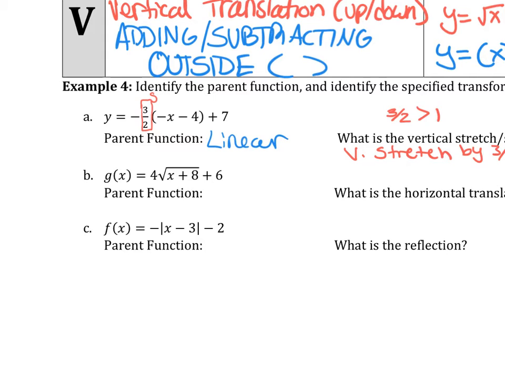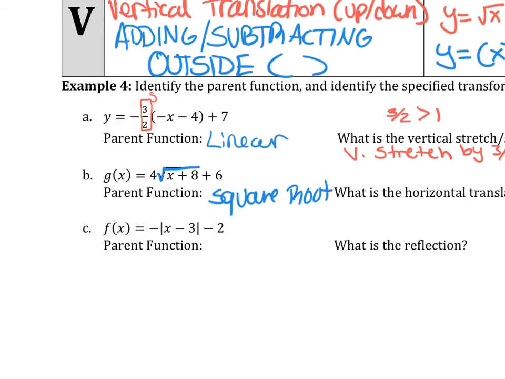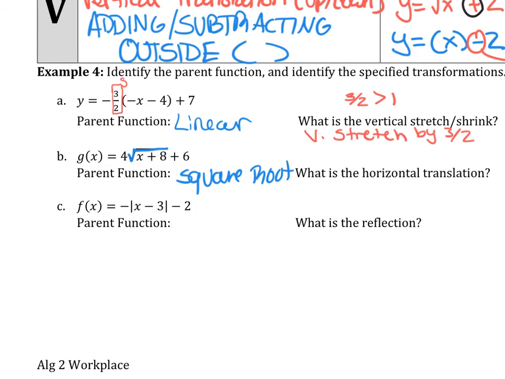Okay, letter B, what is the parent function of this one? Square root, because you have a square root symbol. And now we just want to identify the horizontal translation. So this is the first thing that we learned on Monday. So what number is representing a horizontal translation?